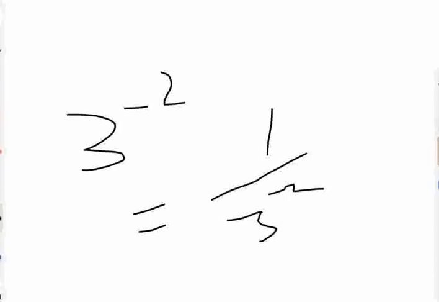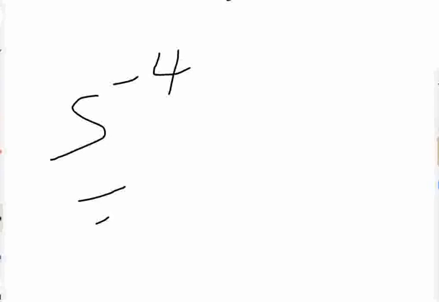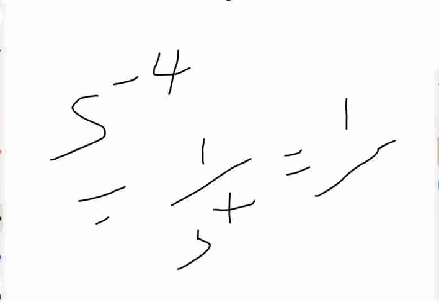So say we have 5 raised to the power minus 4, this is equal to 1 over 5 raised to the power 4. 5 to the power 4 is 625. So this is equal to 1 over 625.